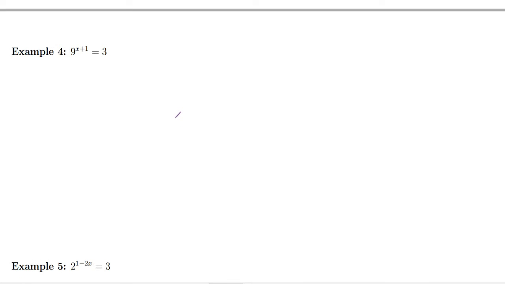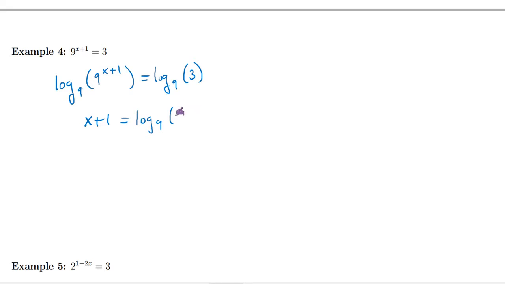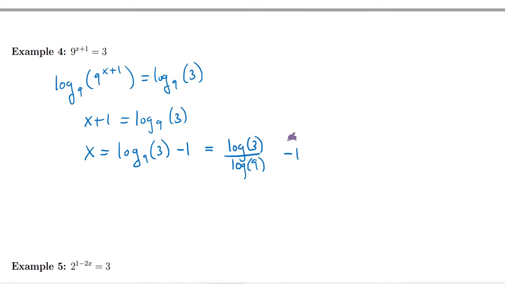Our next example is 9 to the x plus 1 is equal to 3, so we'll take log base 9 of both sides. And this gives us x plus 1 on the left is log base 9 of 3. So then subtracting 1, we have x is equal to log base 9 of 3 minus 1. And so you would write this as log of 3 over log of 9.